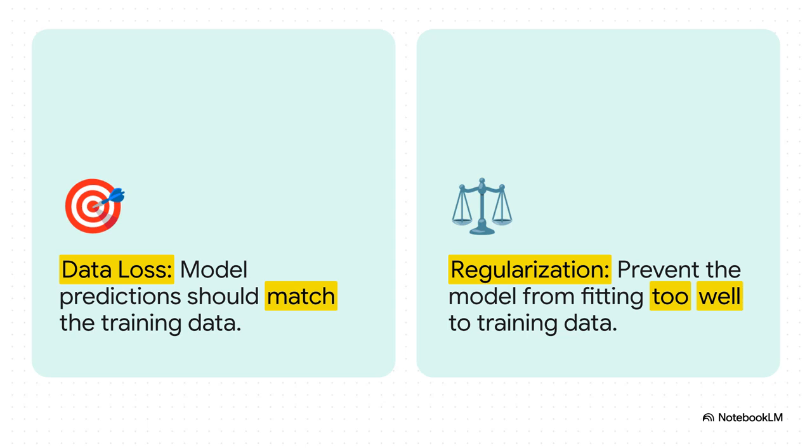So what you end up with is this constant tug of war. On one side, you have the data loss part, which is pushing the model to match the training data perfectly. But on the other side, you have regularization, which is pulling back and saying, hey, let's keep it simple so that we can handle new stuff we haven't seen yet. The key to a great model is finding that perfect balance between the two.